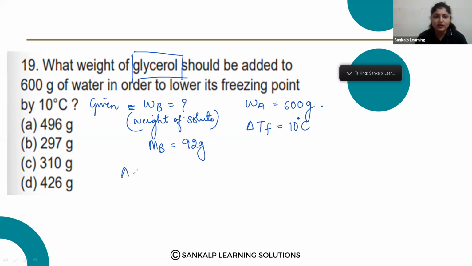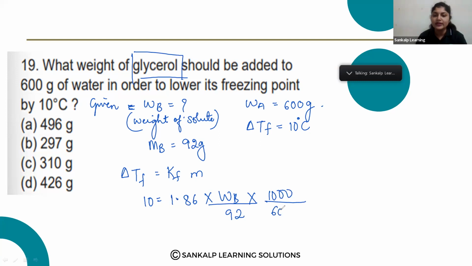Now, what is the formula for the freezing point? Delta TF is equal to KF into m. So 10 degrees is equal to KF, which is 1.86, into WB divided by the molecular weight, 92, into 1000 divided by WA. WA is 600, so the 600 and 1000 will get cancelled.